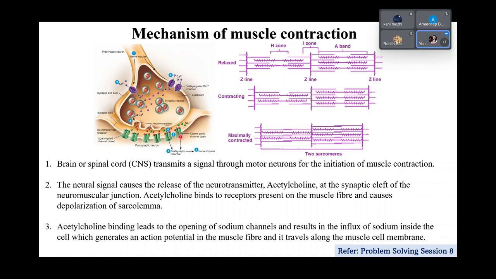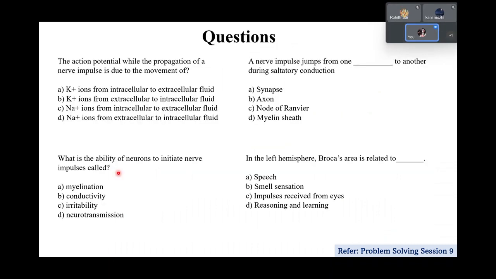Next, the propagation of a nerve impulse is due to what? What is the actual movement of ions because of which the action potential is propagating? Next, a nerve impulse jumps from which region to another during saltatory conduction? This refers to the myelin sheath. When you have a myelin sheath, it's called saltatory because it is a jumping movement. So where does this jump actually take place? Next, what is the ability of neurons to initiate a nerve impulse called? What is the feature called? And Broca's area is related to which region in the cerebrum?